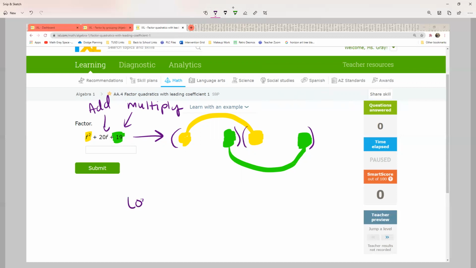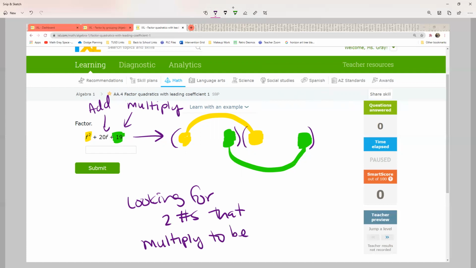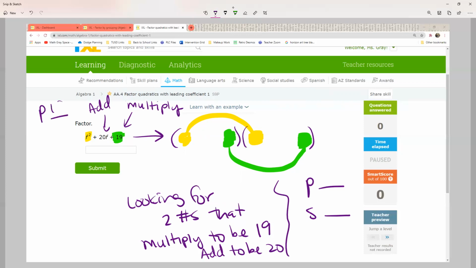So you're looking for two numbers that multiply to be 19 and add to be 20. Just to write it down in case you're a visual person that likes to see the words and not just hear somebody say them. I usually call this the product and the sum. So when I start a problem like this, I'll say, what's the product and what's the sum? So over here, the product is the 19 and the sum is a positive 20. So two numbers that multiply to be 19 and add to be 20.